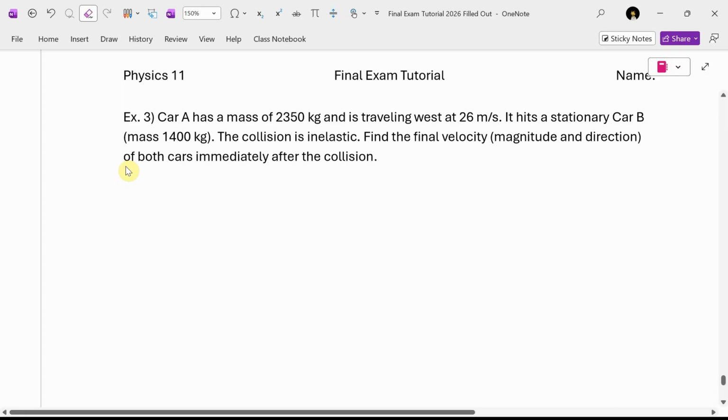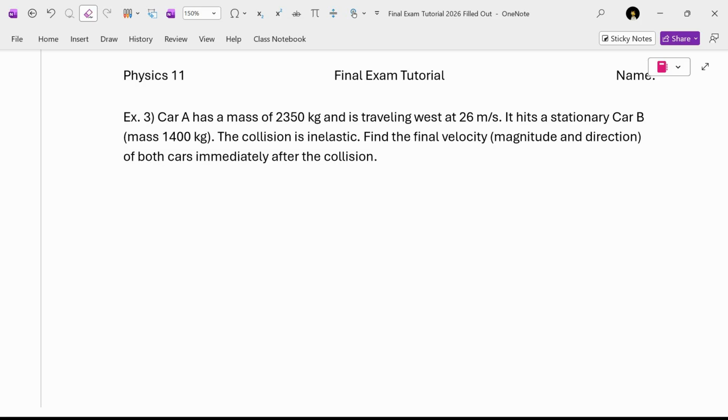Car crashes. I put one car crash on your final. Either in the car crash they stick together or they bounced apart. What do we call a collision where they stick together? Inelastic. Bounce apart, elastic. Rubber band, bounce apart, elastic. So car A has a mass of that traveling west, hits a stationary car B. If it's stationary, what's car B's initial velocity as a number exactly? What's car B's initial momentum as a number exactly? I made the question easier for you. The collision is inelastic. That means they stick together. Find the final velocity.